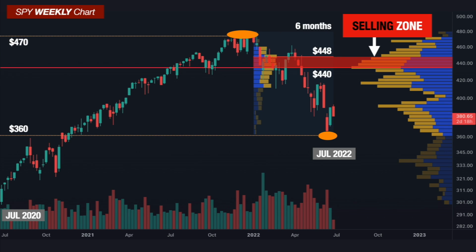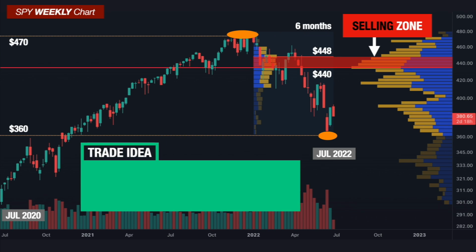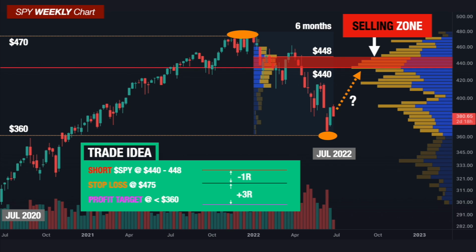So one of the high-quality trade ideas that we can immediately come up with by just using this volume profile indicator is that if SPY rallies back to the $440 to $448 range, we can short this ETF. Stop loss can be placed at $475, which is slightly above the upper volume range and close to the all-time high. Profit target can be set at $360 when the market breaks down and makes a new low. The risk to reward ratio is about 1 to 3, which means we will be risking $1 to make $3.